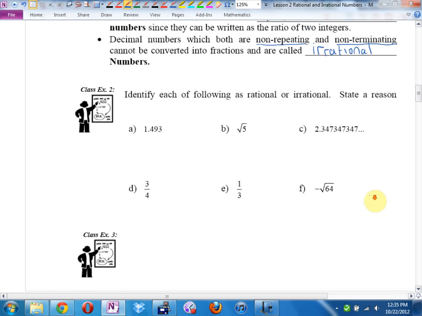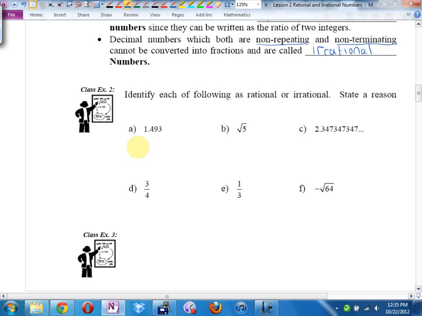Example 2 says, identify each of the following as rational or irrational. Let's use a capital R for rational. Actually, I got to take that back because R is going to get used for something else and I is going to get used for something else. Let's use RAT for rational, and IRR for irrational. So let's see. 1.493, is that rational or irrational?